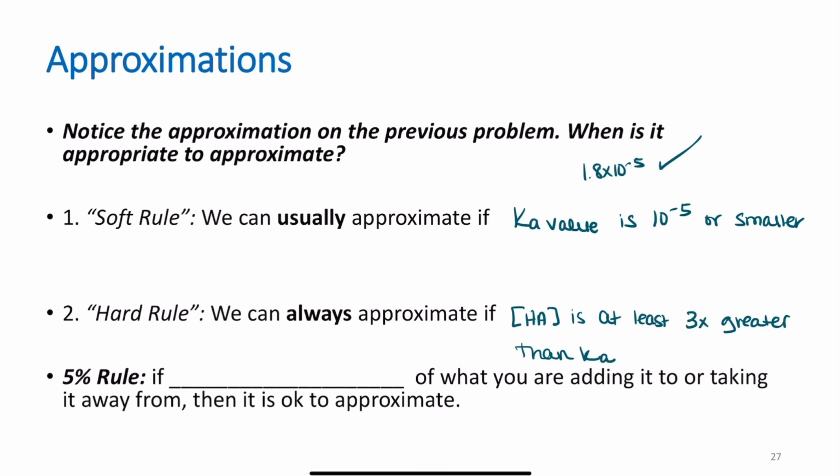We call it the 5% rule. If X, meaning what you calculate, is less than 5% of what you're adding it to or taking it away from, then it's okay to approximate. So when you figure out your percent ionization, if the percent ionization is 5% or less, you're safe to approximate.